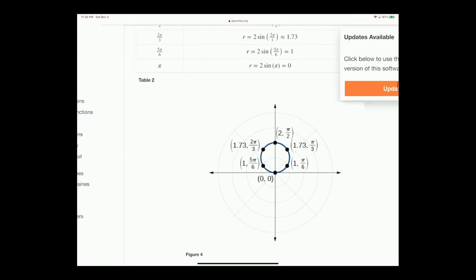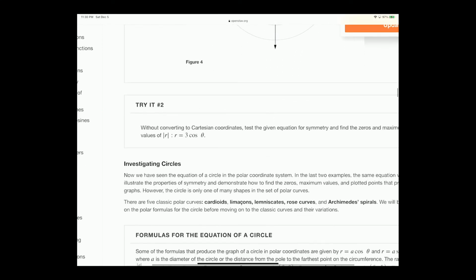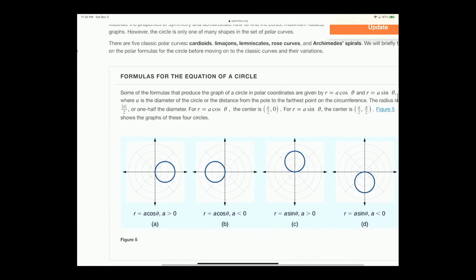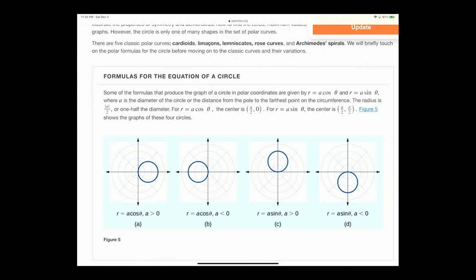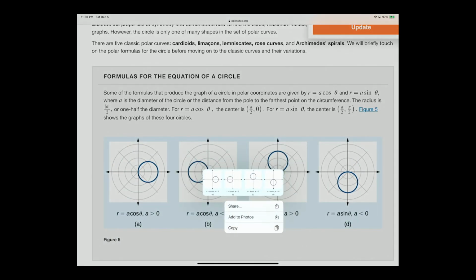Yeah, so here's one that they plotted for themselves. This is not the same one that we plotted. That's why it's vertical instead of horizontal. It's not in the same place as the one that we drew. And here's the different possibilities that you could have. This is what I wanted. Copy.